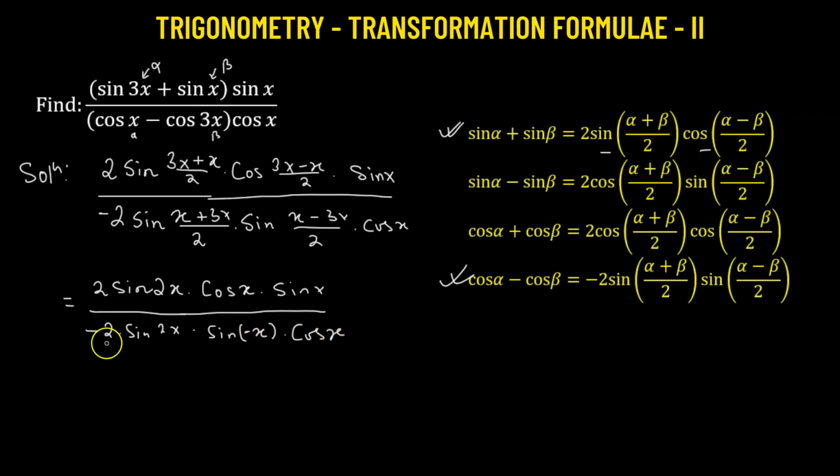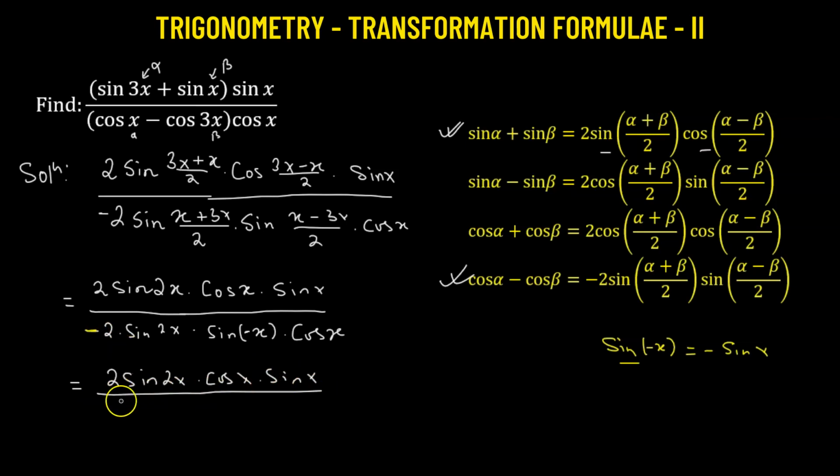Now what we can do here, the sine of negative x can also be expressed as negative times sine of x. The reason behind this is that sine is an odd function. So since we have sine of negative x equals negative sine x, and we also have a negative sign already present here, they are going to get multiplied to give us a positive. So we have 2 times sine 2x times cosine of x times sine of x, whole divided by, so this negative will become positive, 2 times sine 2x times sine x times cosine x.